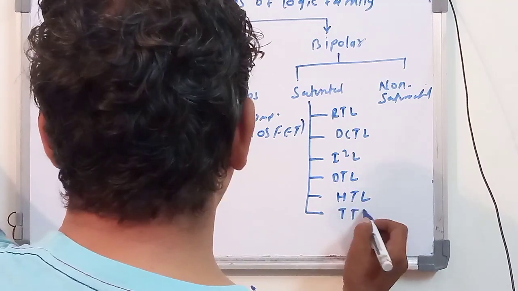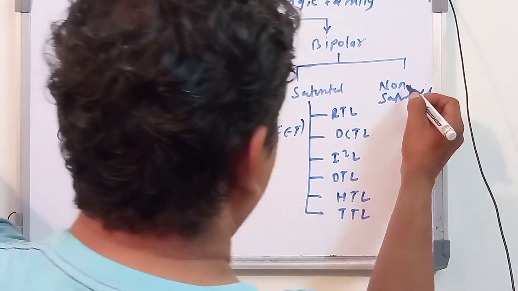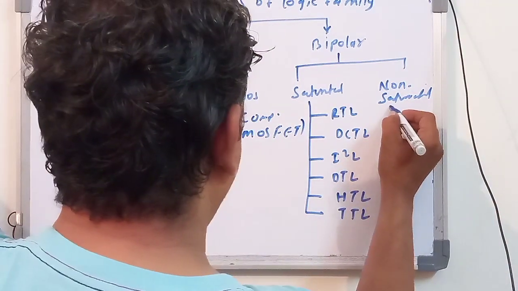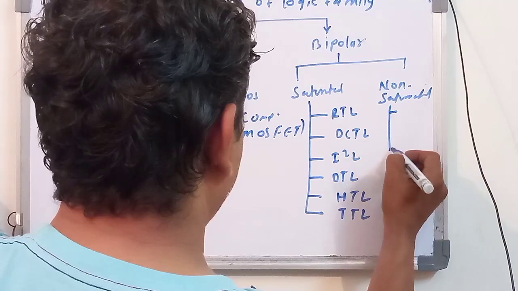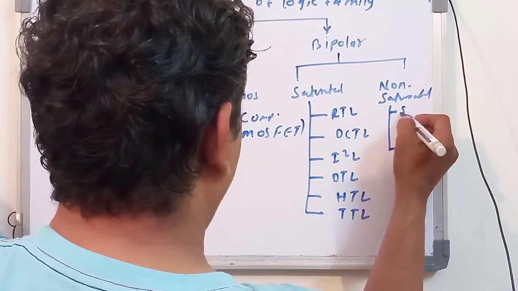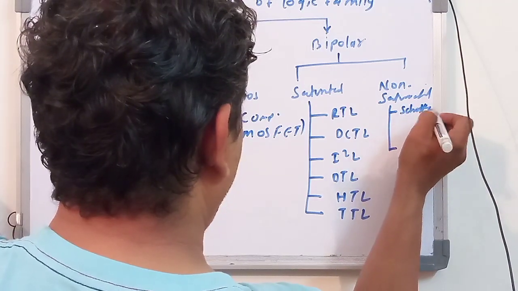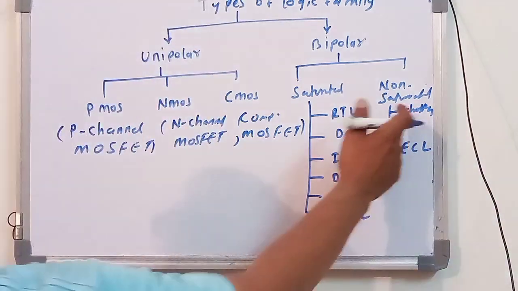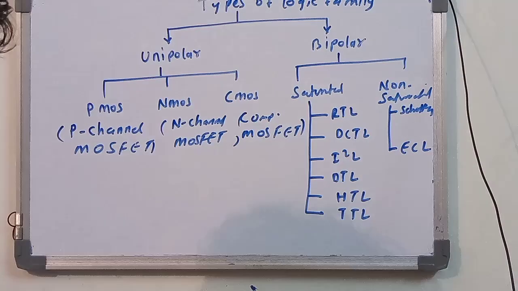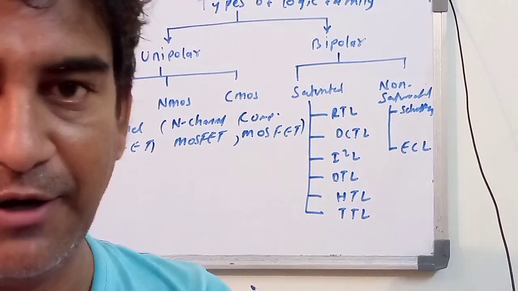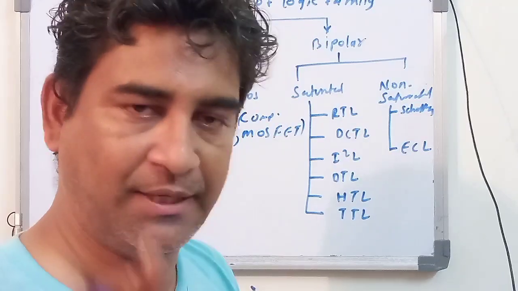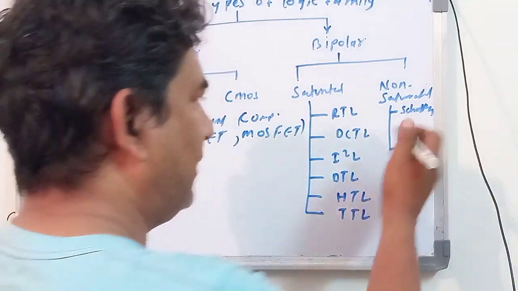Then TTL. This non-saturated is classified again into 2 types. First is the Schottky, spelled S-C-H-O-T-T-K-Y, and the ECL. This Schottky is nothing but a part of the circuit where you have to study the TTL form again. It is a Schottky TTL.